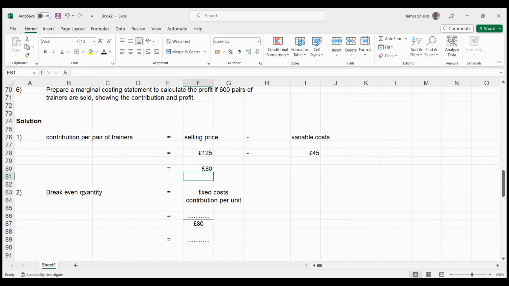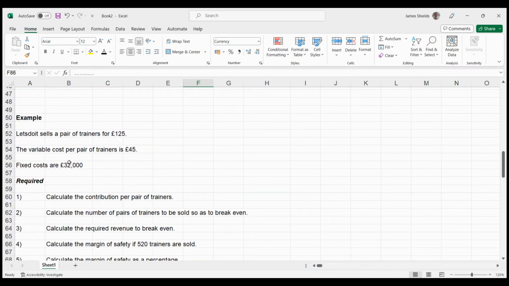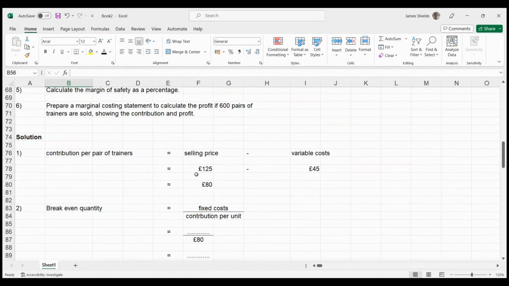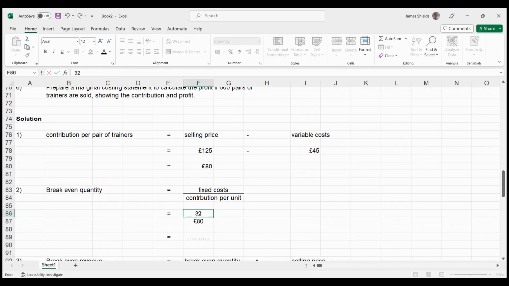Now the break-even quantity is your fixed costs over contribution per unit. Contribution per unit we just worked out is £80, so that's the £80 on the bottom. Now the fixed costs, again we need to go back to the question. The fixed costs are £32,000. So it's £32,000 over £80, and 32,000 divided by £80 is 400. So that is the number of units we require to break even. So it's 400 units.